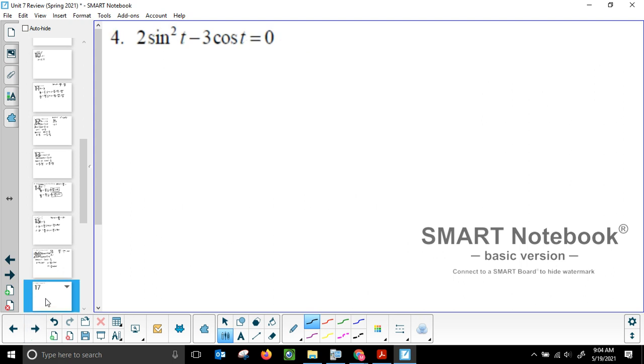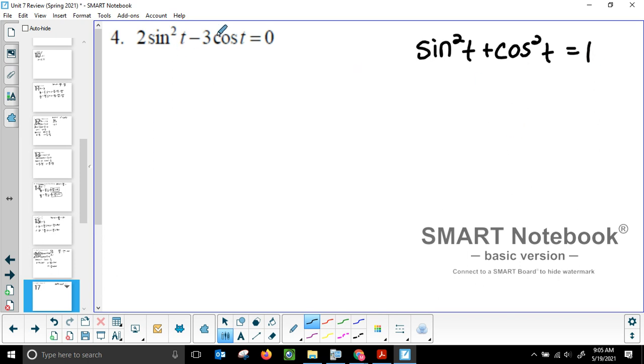Okay. So here we have one where we have two different trig functions, all right? One being squared, one not. Whenever this is the case, you will always be changing the squared one, always, okay? And you're going to be using a Pythagorean identity. In this case, the Pythagorean identity that involves sine squared is sine squared t plus cosine squared t is equal to 1.